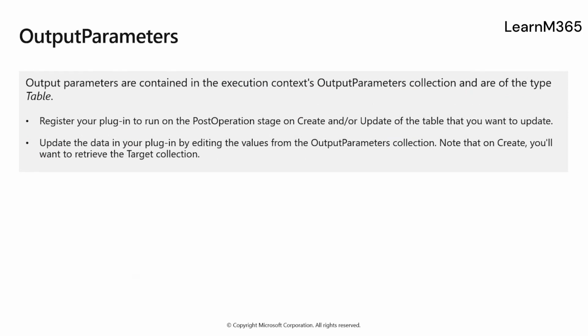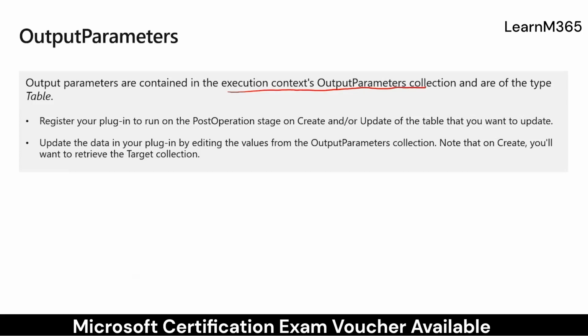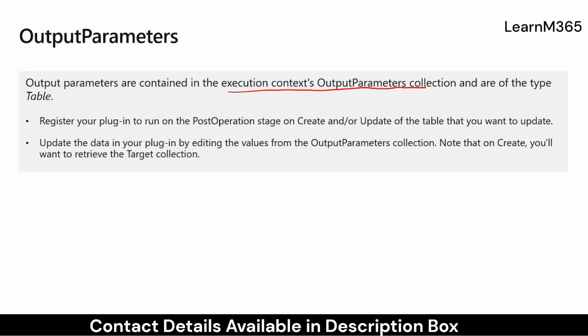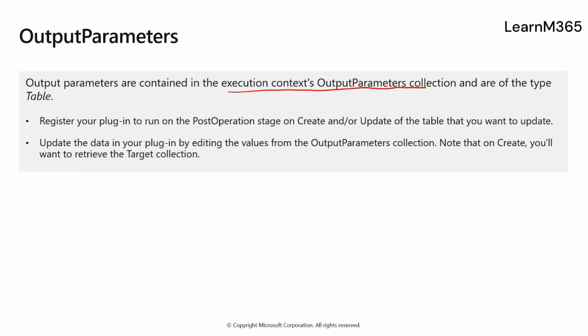Next is output parameters. Output parameters are contained also in execution context output parameter collection, and these are also of type table. Output parameters are only provided after the given operation has occurred. Okay, and as such, you will only be able to use this collection when you are handling event post operation stage. So for example, if you wanted to change the values that are returned by the operation, you can modify them by conducting these steps which are on screen.